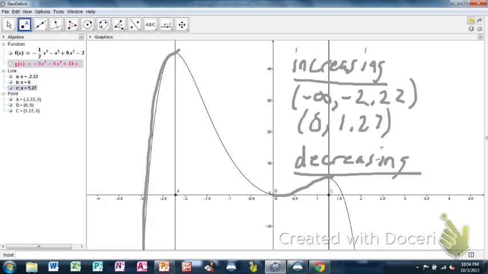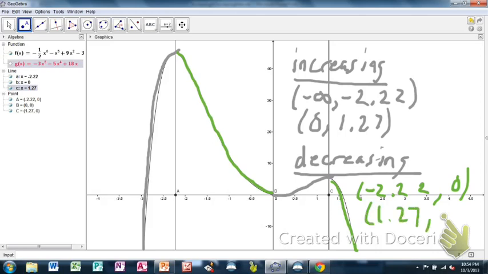I'm going to change colors here for the decreasing. All right, now we had two decreasing intervals as well. You can see the interval from negative 2.22, there should be a decimal point there, to 0 is an interval where the function is decreasing. And then the interval from 1.27 up to infinity is the next interval.